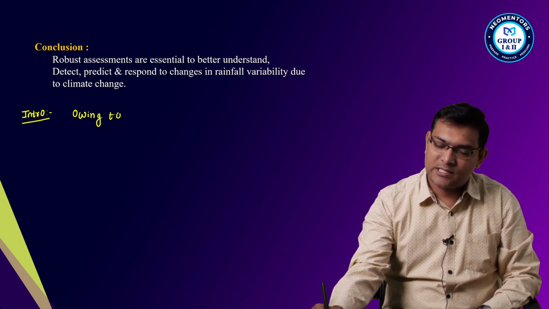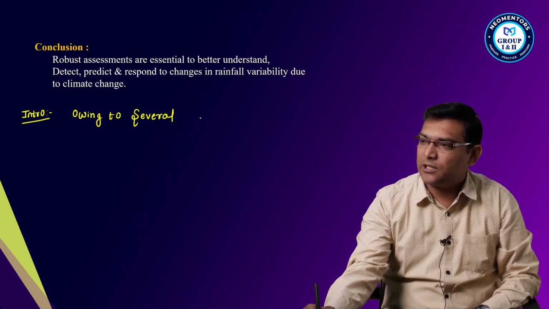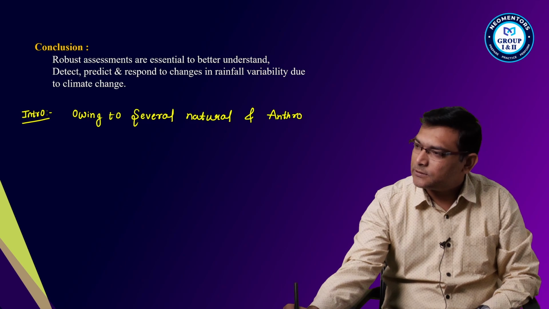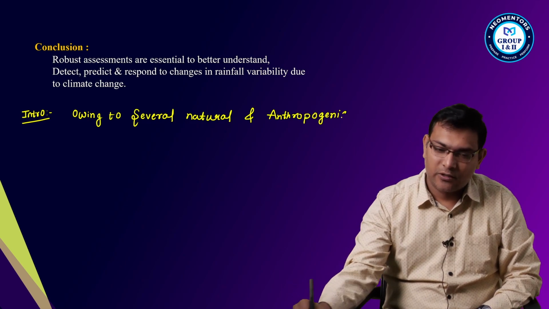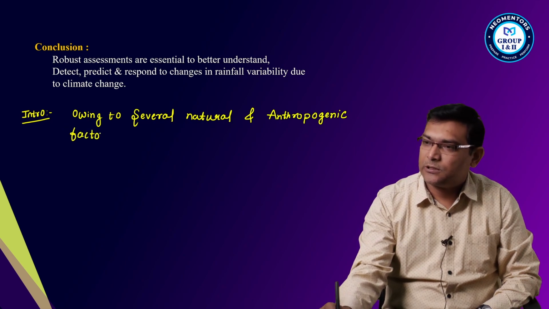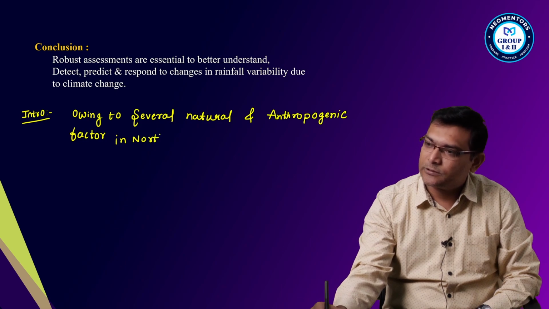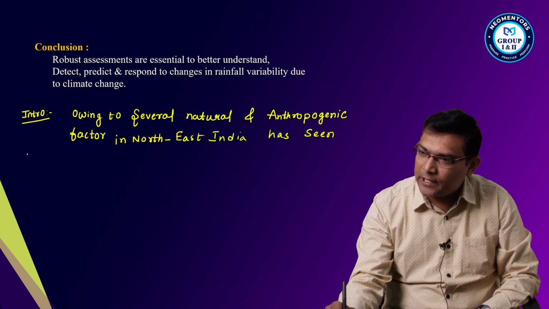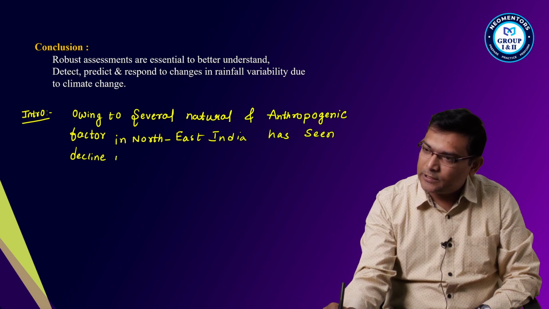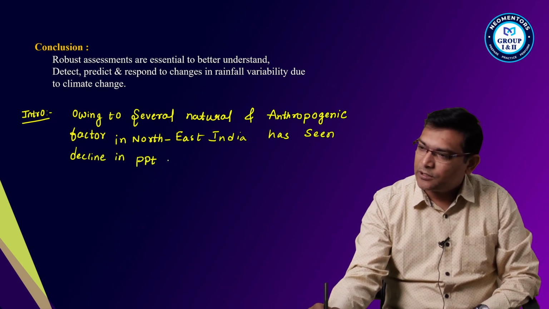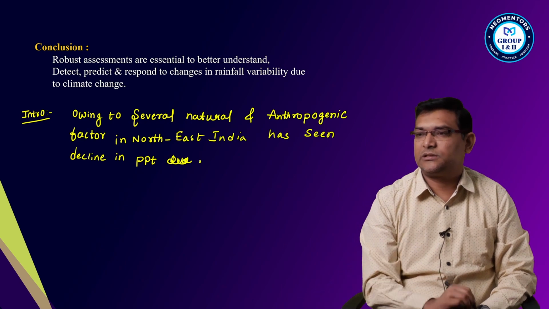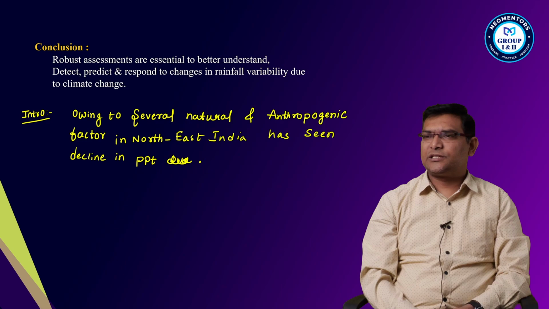Owing to several natural and anthropogenic factors, the northeast India has seen a decline in precipitation. This is an introduction part. Clear? This is your introduction part.